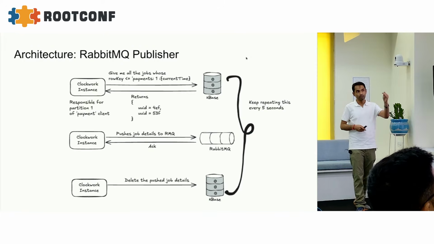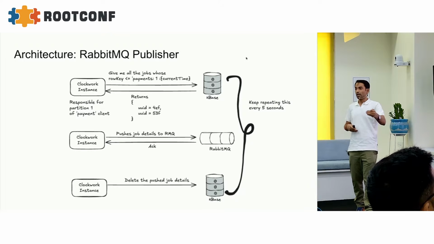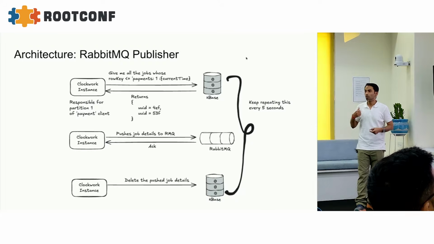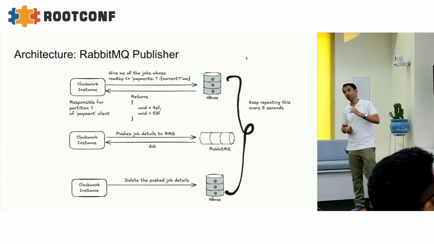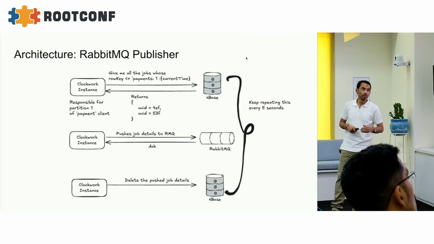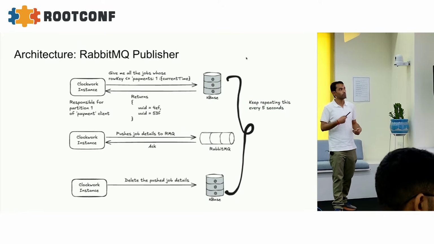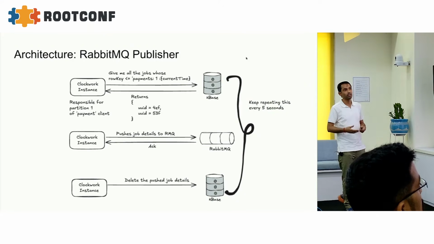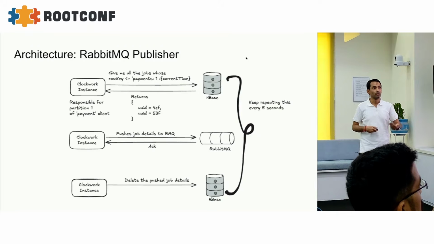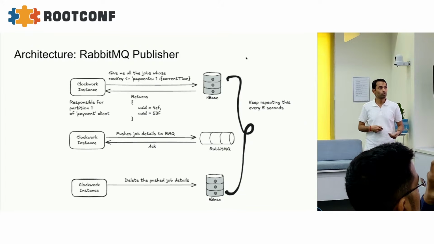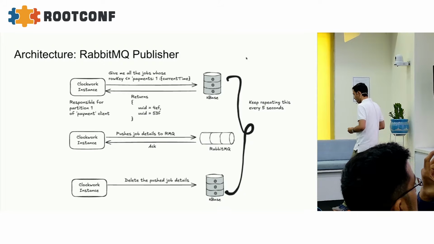So we let one thread scan quickly and then push to RabbitMQ. Once an acknowledgement is received, we delete the job details from HBase. Then move on. This loop keeps on happening every 5 seconds. Everything is customizable. We keep on repeating this scan to find an eligible job without much delay.